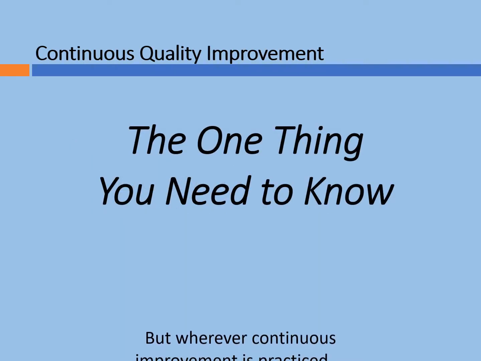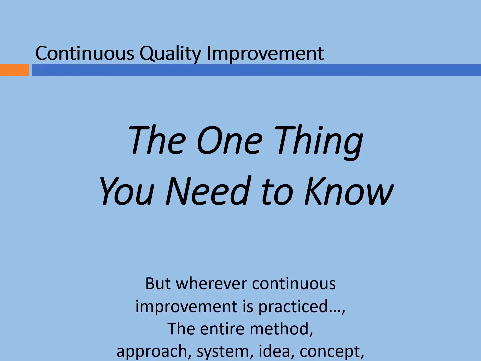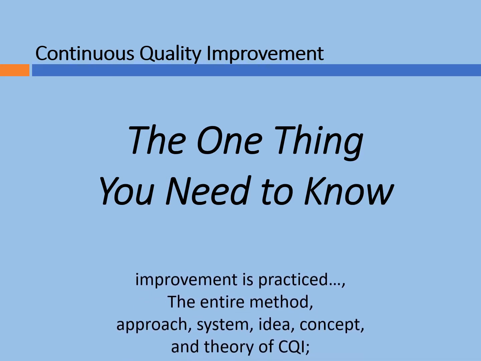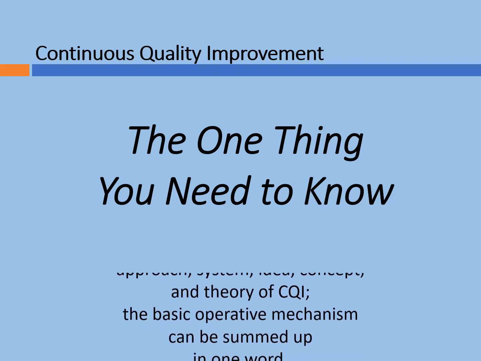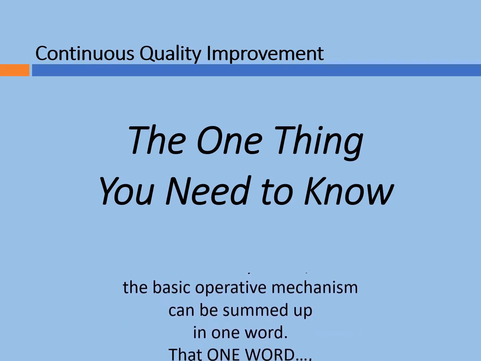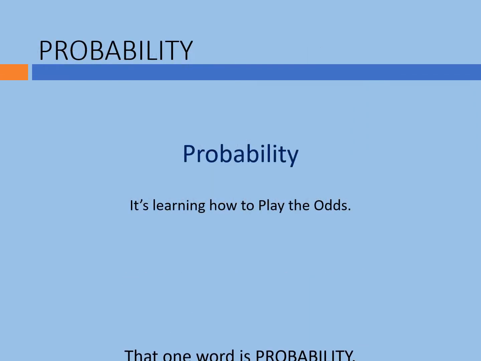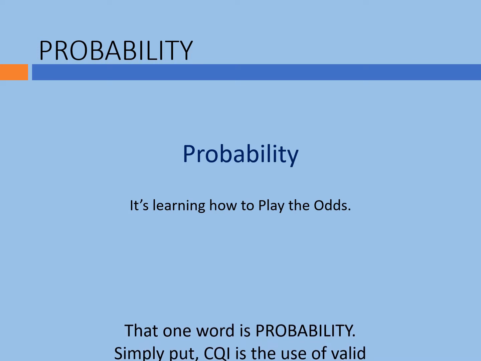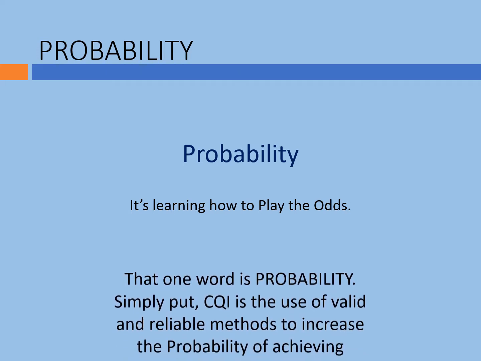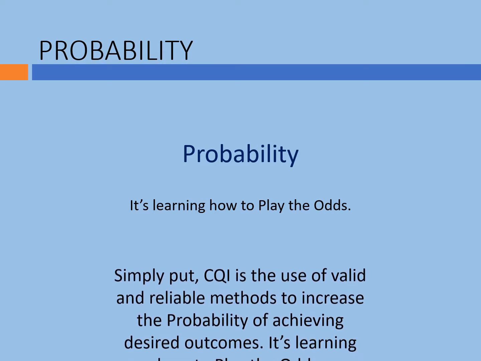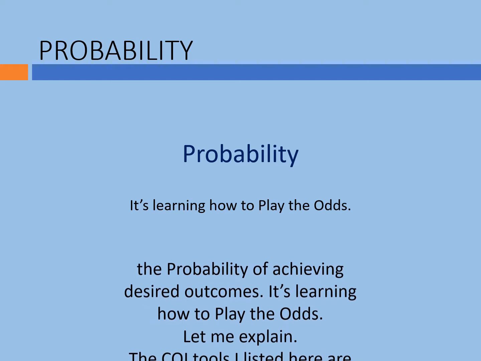But wherever continuous improvement is practiced, the entire method, approach, system, idea, concept, and theory of continuous quality improvement, the basic operative mechanism, can be summed up in one word. That one word, are you ready? That one word is probability. Simply put, continuous quality improvement is the use of valid and reliable methods to increase the probability of achieving desired outcomes. It's learning how to play the odds.